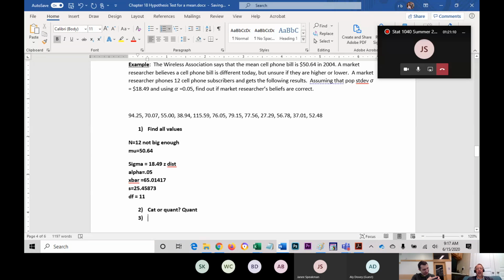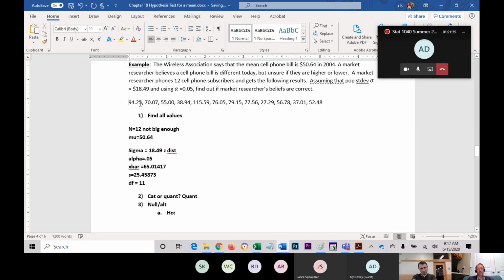Step number 3, Allie, is what? Reject or accept. No, you're skipping way too many steps. We have to write it down. So the null is that H0 equals 50.64.